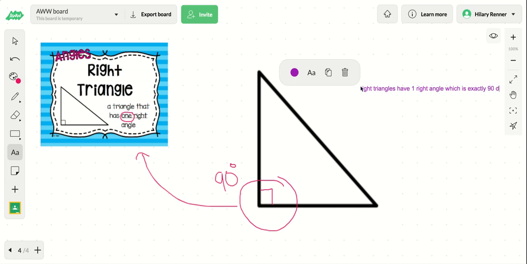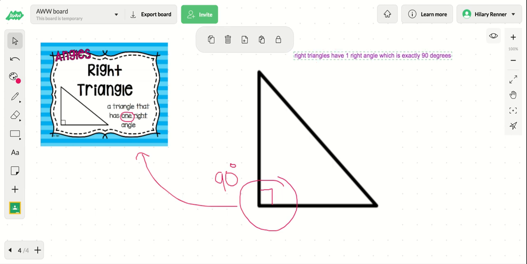If you need help with this lesson, boys and girls, make sure that you go back to the angles lesson from maybe week 4, and that should help you with your angle types, which will help you with your triangle types.